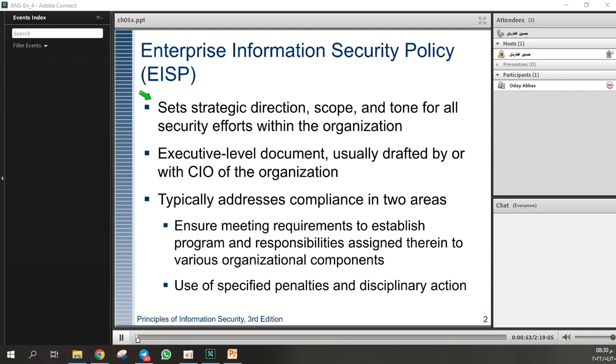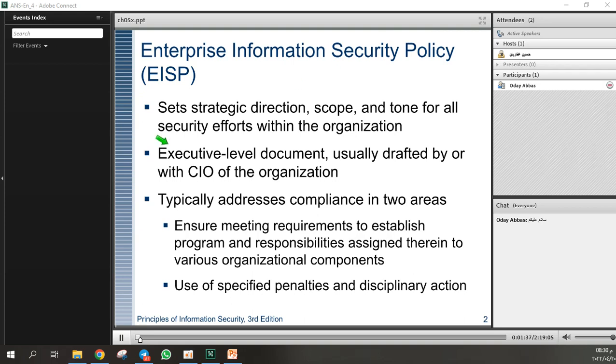Let me start with this topic: Enterprise Information Security Policy, or ISP. Each enterprise, each company, each organization needs some policy in the field of information security. These policies set the strategic direction, scope, and tone of all security effort inside the organization, inside the enterprise. Okay, so we need to prepare to define these policies.